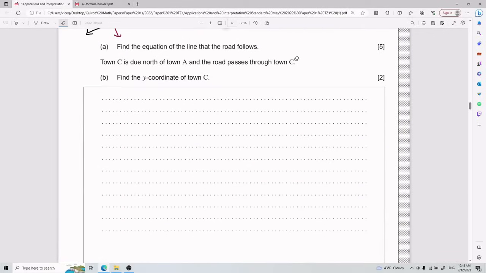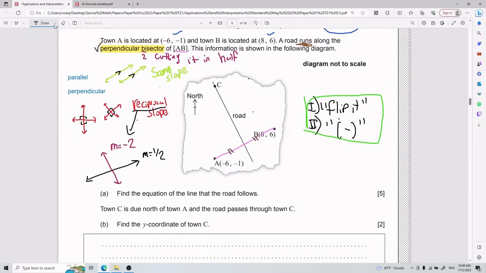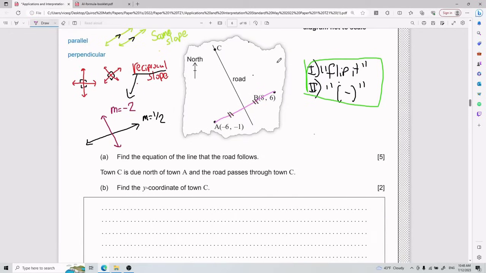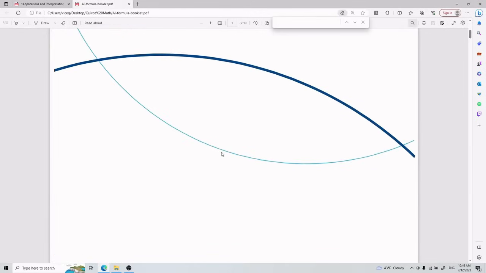Part A. Find the equation of the line that the road follows. All right, cool. So since we know that it's a perpendicular bisector, we need to capitalize on that information. See? So what I can do for now is get the slope of the guy in pink. Okay? So the guy in pink, how can I work around it? Well, the slope formula, which is in your formula booklet, is over here. So I'm going to go ahead. Oh, slope doesn't show up.